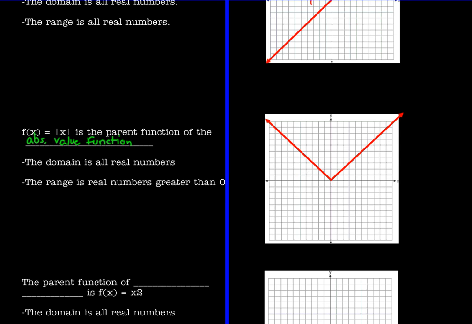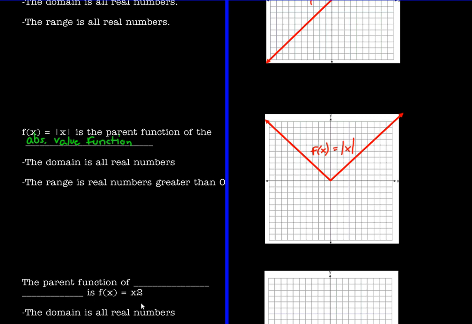We did this in class with one of your try it examples from your student companion. I think it was try it 2A, like the back of the first page. But this is the absolute value function, f of x equals the absolute value of x. 1, 1, 2, 2, 3, 3, 4, 4, negative 1, 1, negative 2, 2, negative 3, 3.